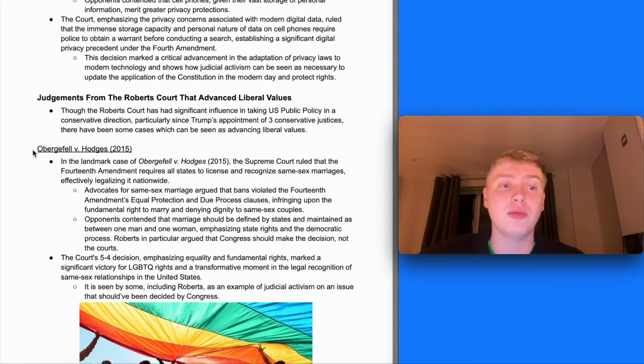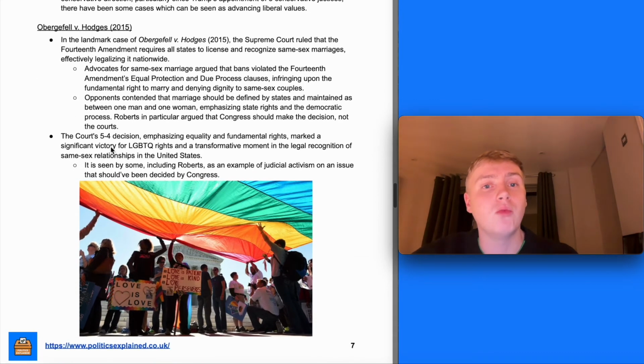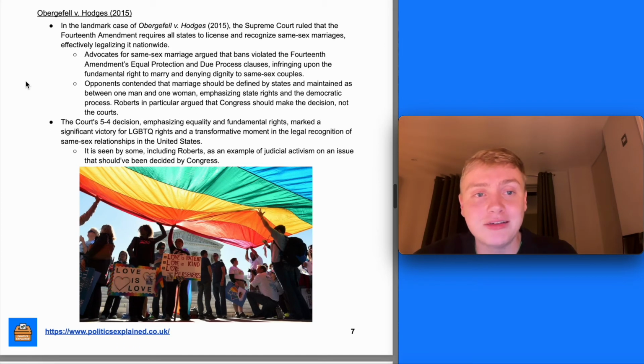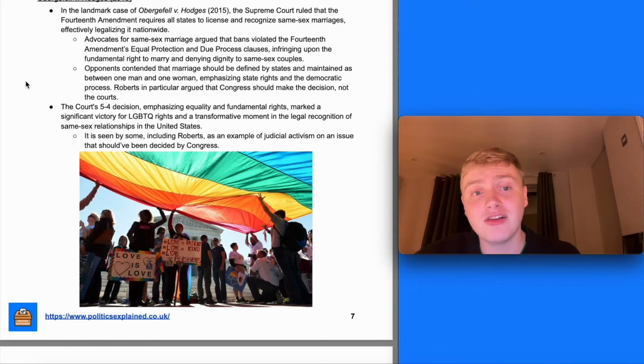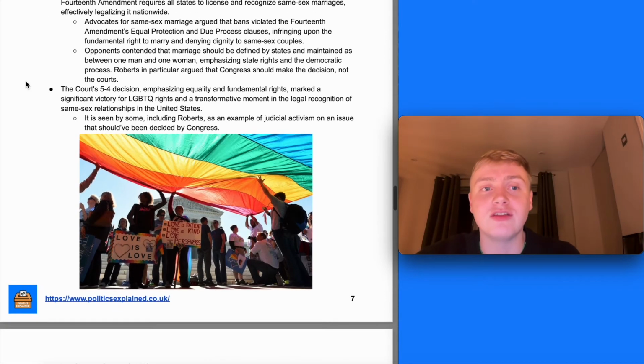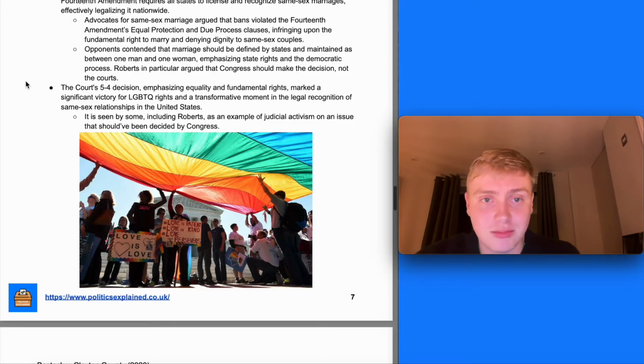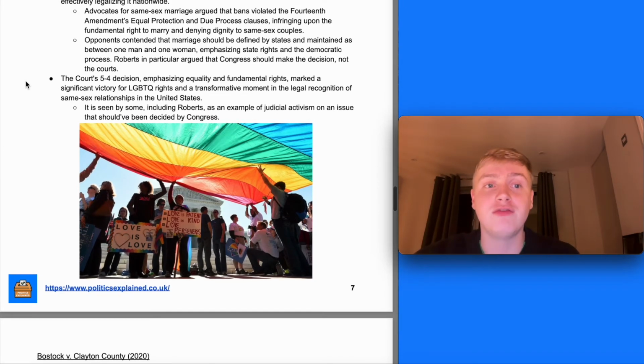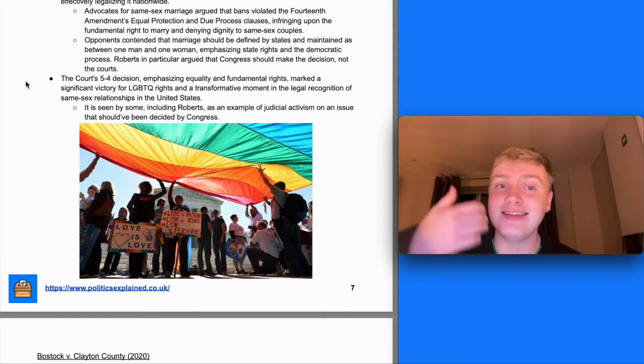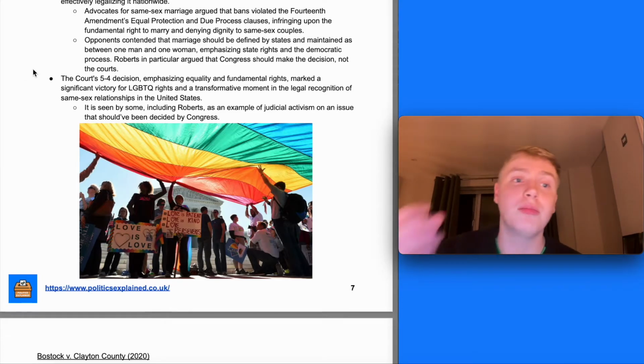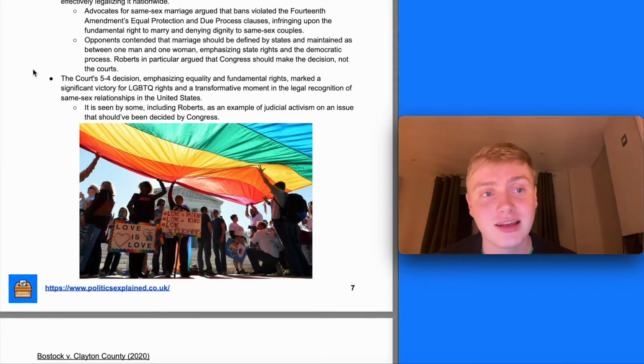The key one is Obergefell v. Hodges in 2015, which ruled that the 14th Amendment requires all states to license and recognise same-sex marriages, effectively legalising it nationwide. Advocates for same-sex marriage argued that the bans violated the 14th Amendment's equal protection and due process clauses, infringing upon the fundamental right to marry and denying dignity to same-sex couples. Whereas opponents contended that marriage should be defined by states and maintained as between one man and one woman, emphasising state rights and the democratic process.